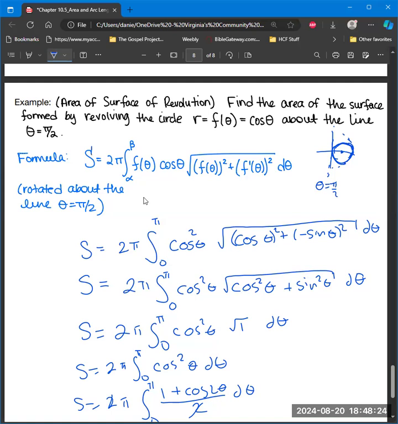So capital S is equal to 2 pi integral from alpha to beta of f of theta cosine of theta times the square root of f of theta squared plus f prime of theta squared d theta. And so we have a cosine out there because we're revolving about theta equals pi over 2. So capital S is equal to 2 pi integral 0 to pi.